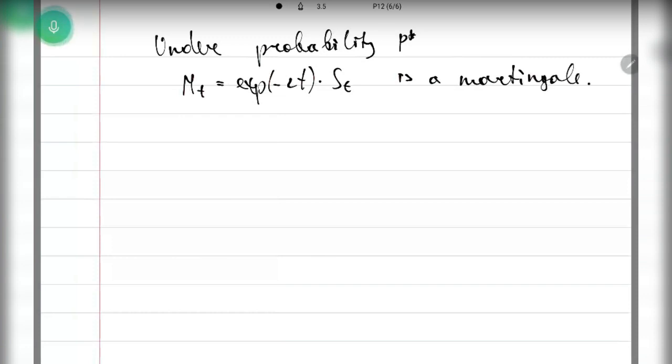Okay, now let's check the bond price. St is a share price.